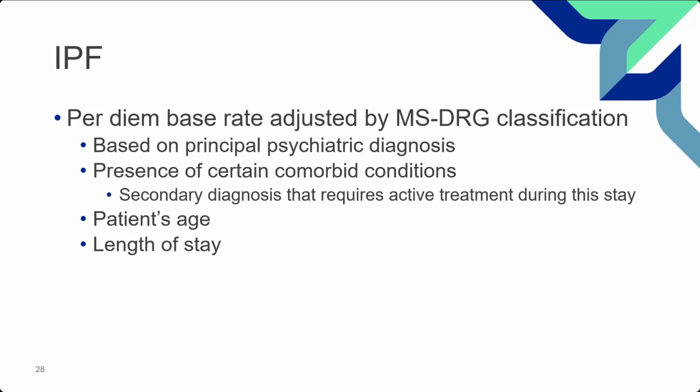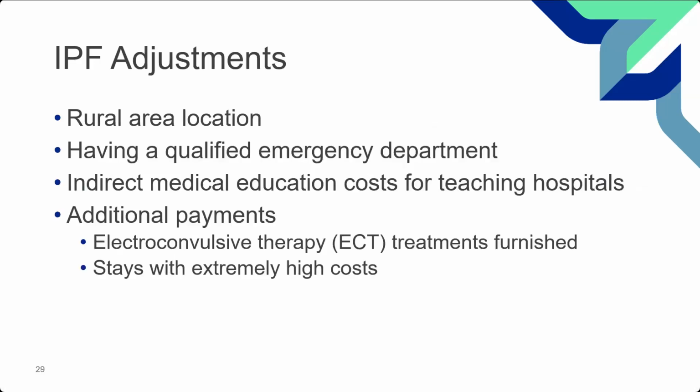How long are they there for? What are they there for? Again, what's the primary versus the secondary? What are all the adjustments? We also will look at whether they're located in a rural area. You can get additional money for that, so that may impact the hospital's payment. Do they have a qualified emergency department? They can perform certain services because they have that qualified emergency department.